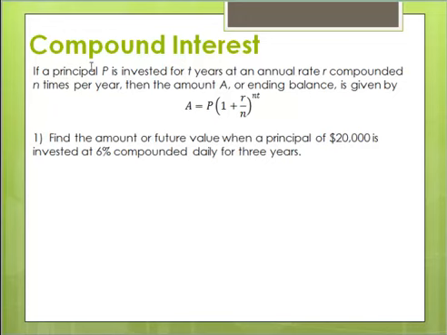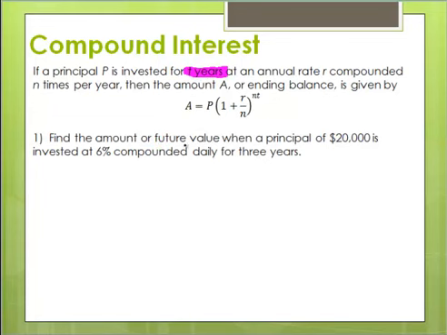Okay, compound interest. If a principal P is invested for T years at an annual rate R, compounded n times per year, then the amount A, or the ending balance, is given by this formula. So this is what that means. A is the final amount, or the ending balance. P is the principal. R is the interest rate. N is how many times per year interest is compounded. And T is the number of years. It's very important that you know T is in years.